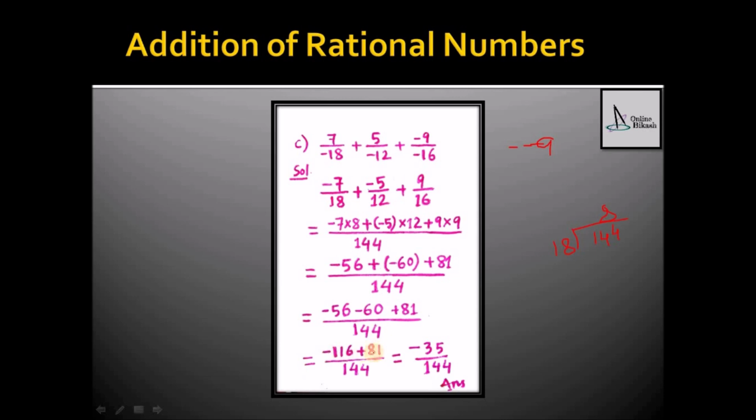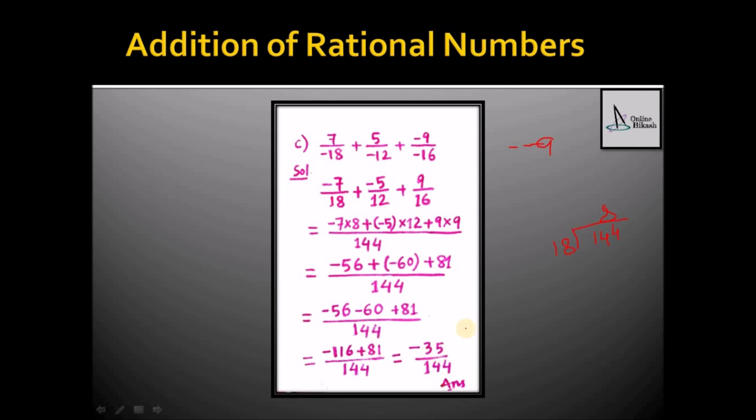Now you tell me, in this case what will we do? 116 is a negative number, 81 is a positive number. When one is positive and the other is negative, you just need to find their difference. Difference means minus. So from 116, if you subtract 81, your answer will be 35.